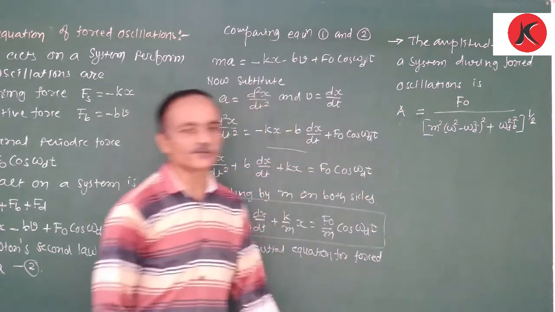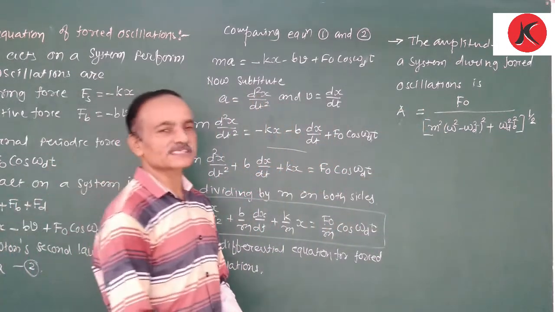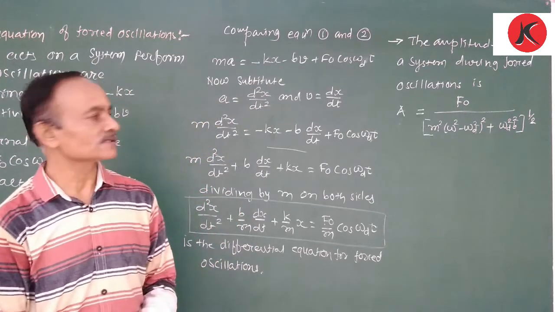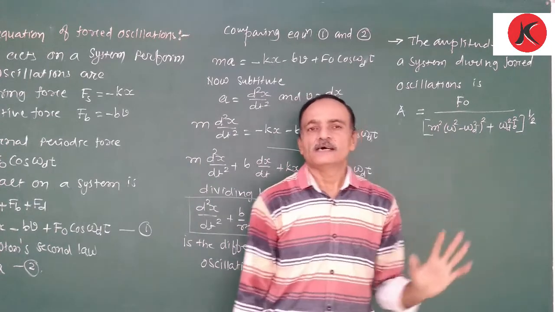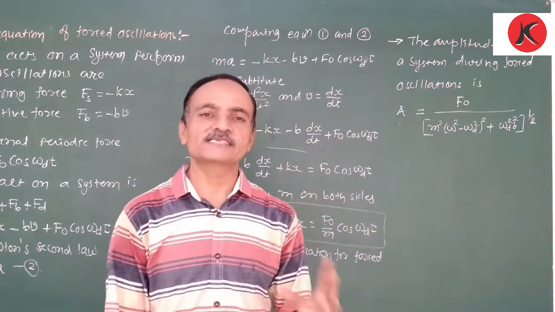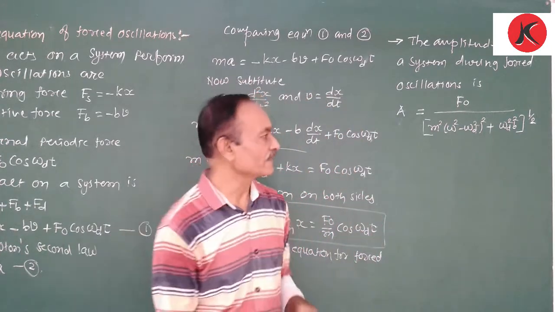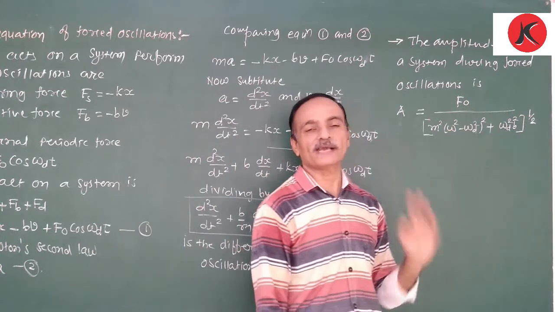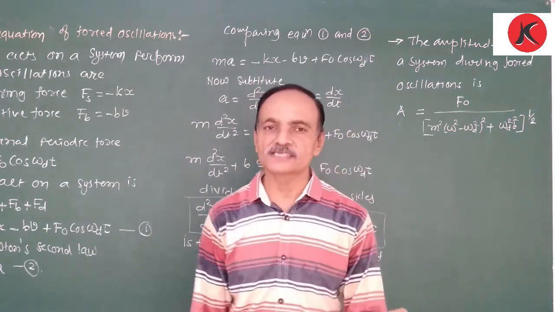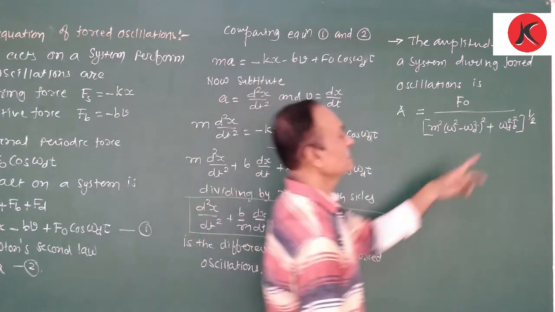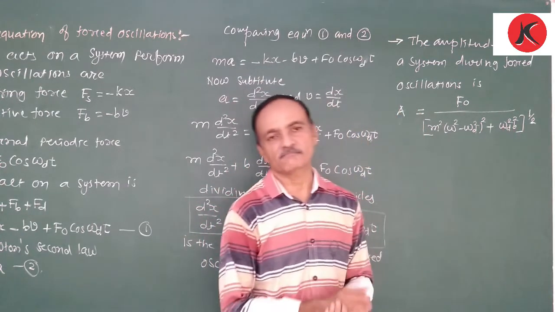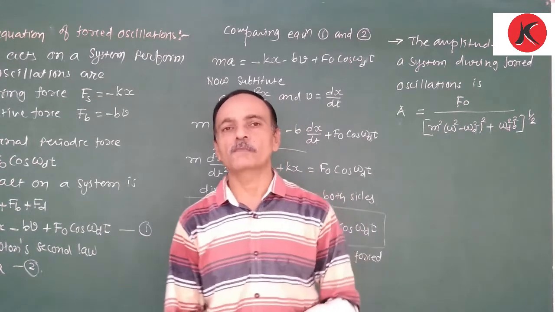A is the amplitude. F0 is the amplitude of the external periodic force. Omega is the angular frequency of the natural or free oscillation, the natural angular frequency. Omega d is the angular frequency of the applied external periodic force. B is the damping coefficient.